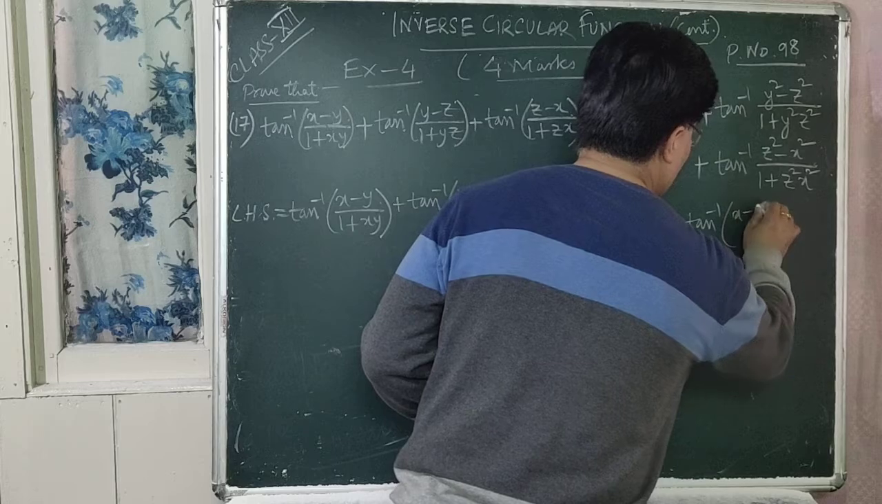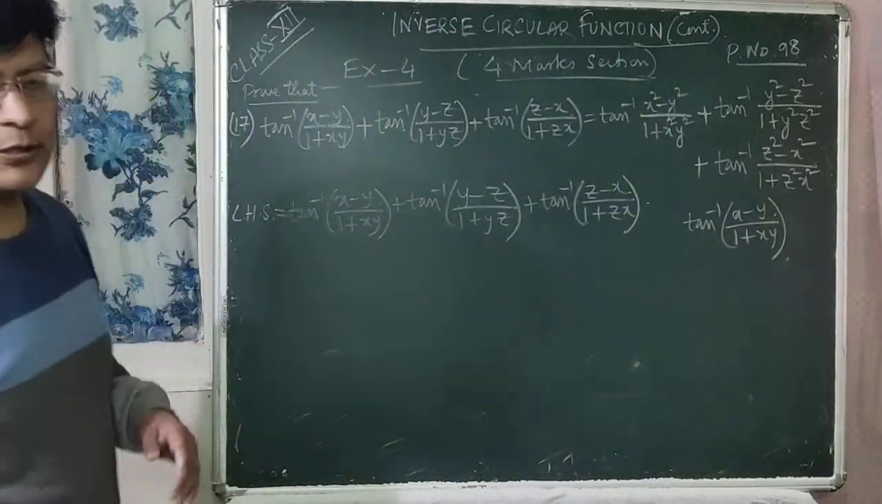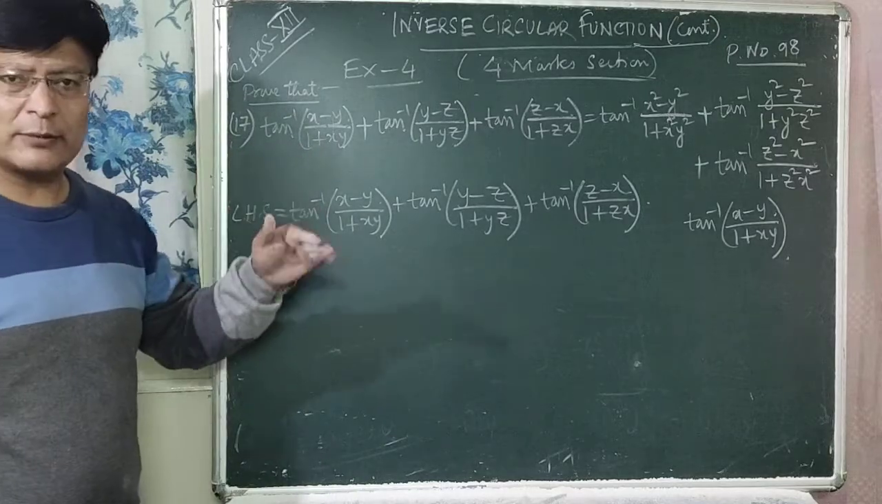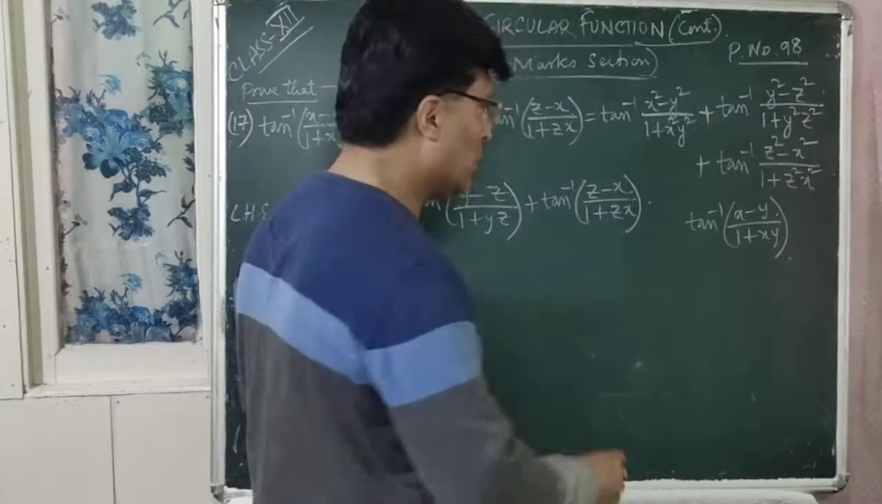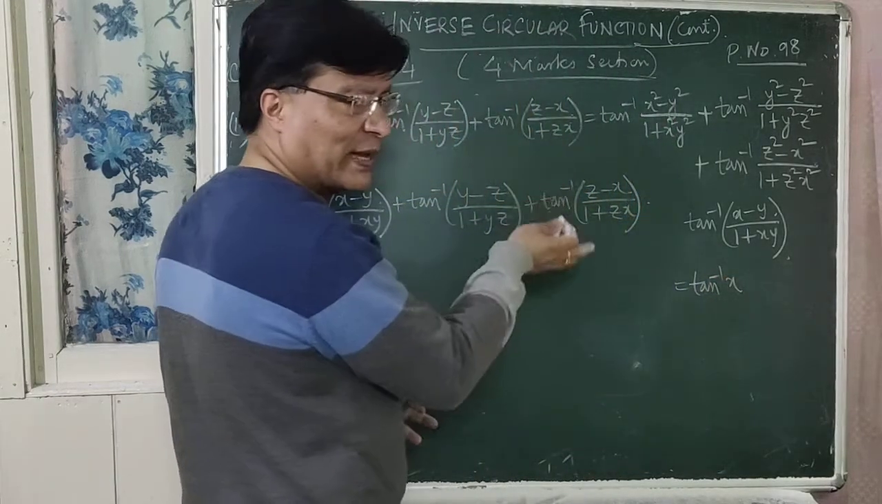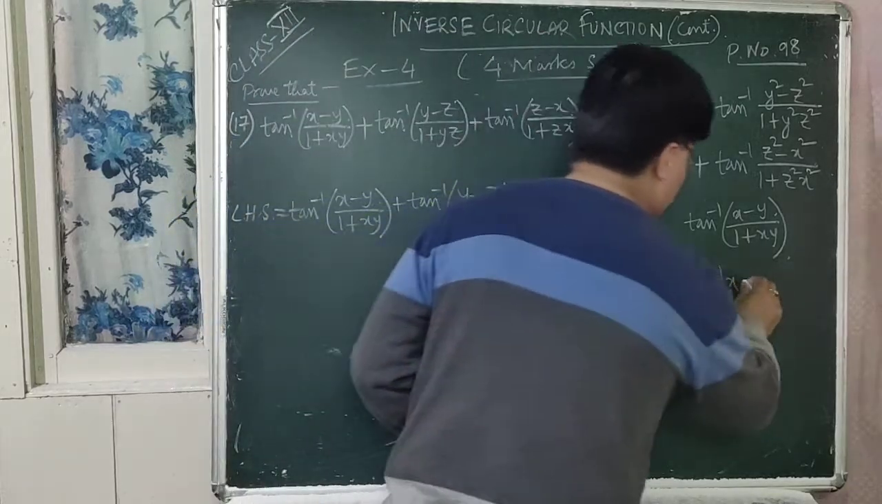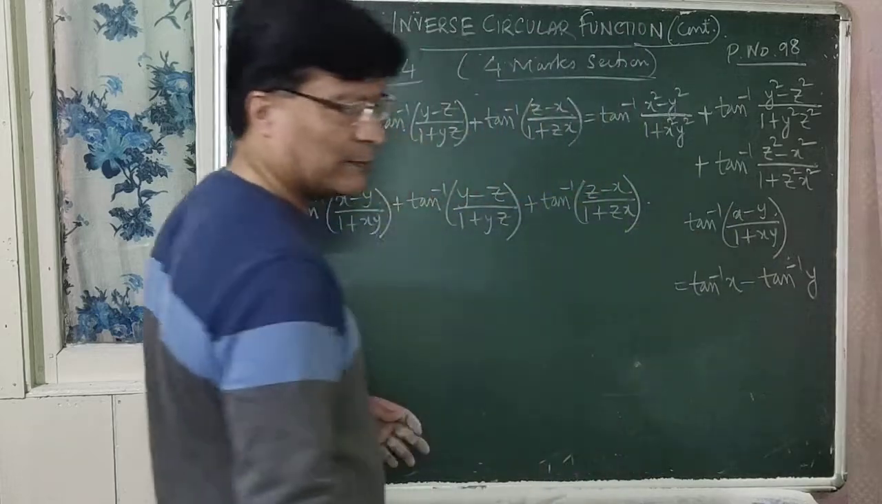It is (x minus y) upon (1 plus xy), right? Tan inverse of the numerator x minus y divided by the denominator 1 plus xy. So which formula is used here? It is equal to tan inverse x, and if there is a minus sign in the numerator, you should write minus, that is minus tan inverse y. So you should use this formula.